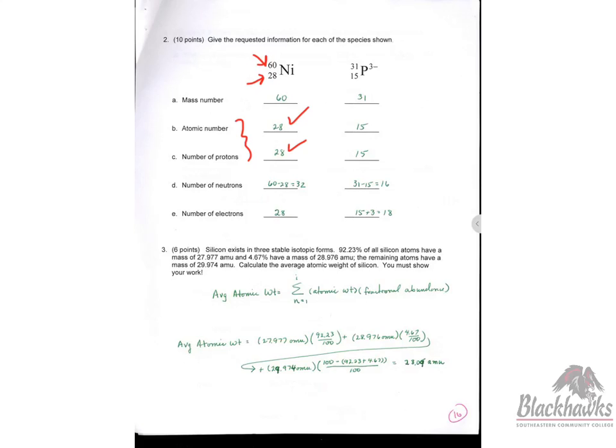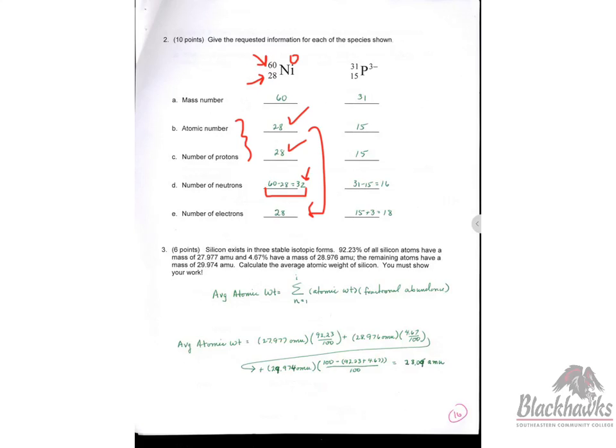And then number of neutrons, in both the case of neutral nickel atom, or the phosphide, the P3 minus. What you do is you take the mass number minus the number of protons to get the number of neutrons in both cases. So 32 for the nickel atom, and the number of electrons, since it is neutral, is equal to the number of protons.